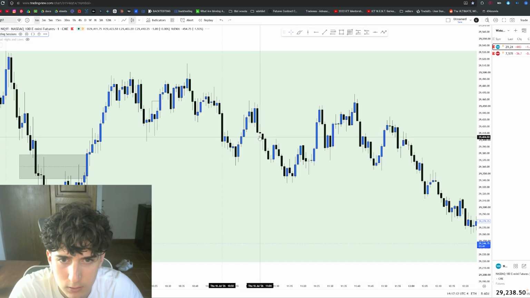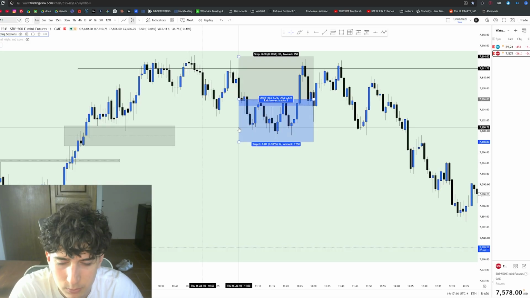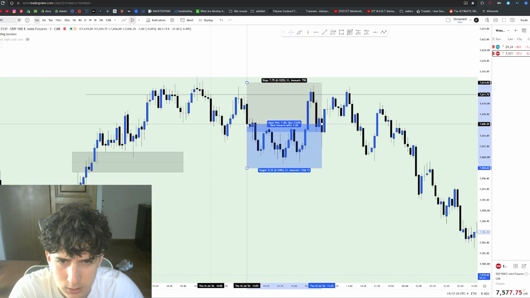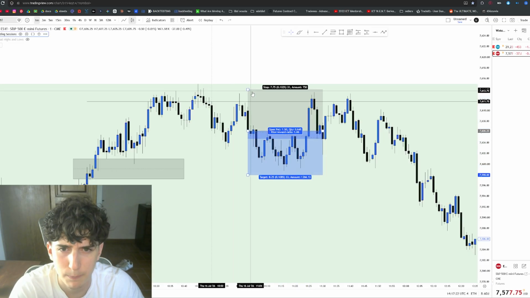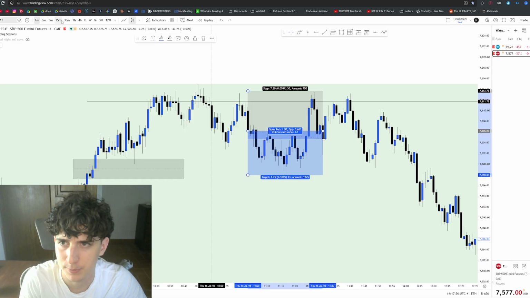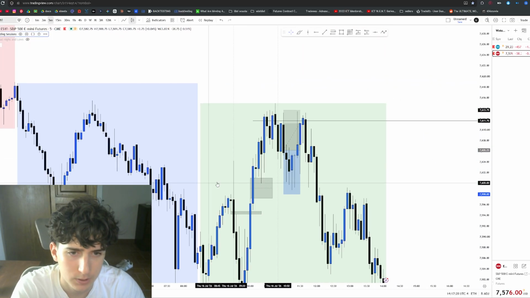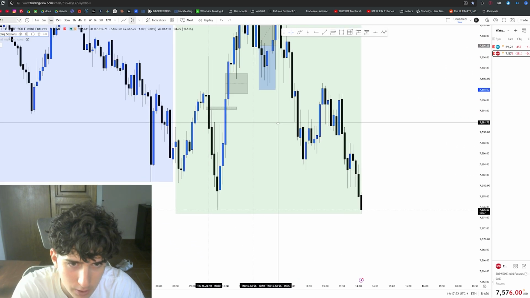Short here, I think, if ES also breaks structure downside with this candle. 1103. Yeah. Entry on the closure of this candle. Stop on the previous 5 minute high, which at the time wasn't this high, it was actually this high.